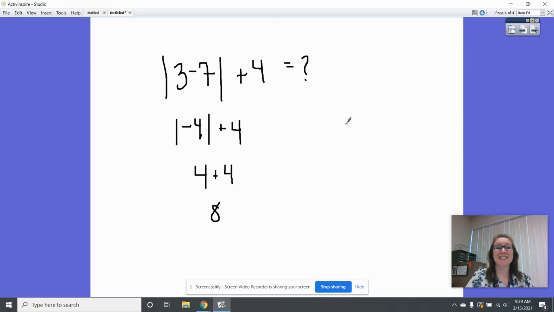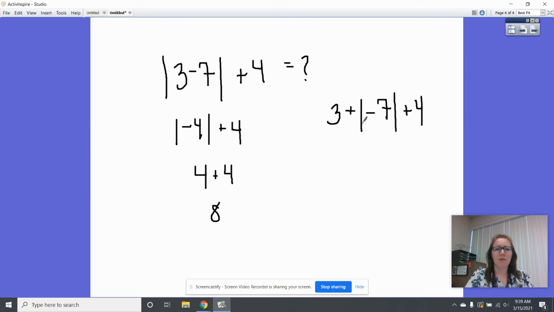Now, I could have something slightly different. I could have something like 3 plus absolute value of -7, plus 4. Notice how this is very similar. Plus a negative is the same thing as minus. So it's very similar to what we had before. The absolute value is in a different place, so it changes how we solve.